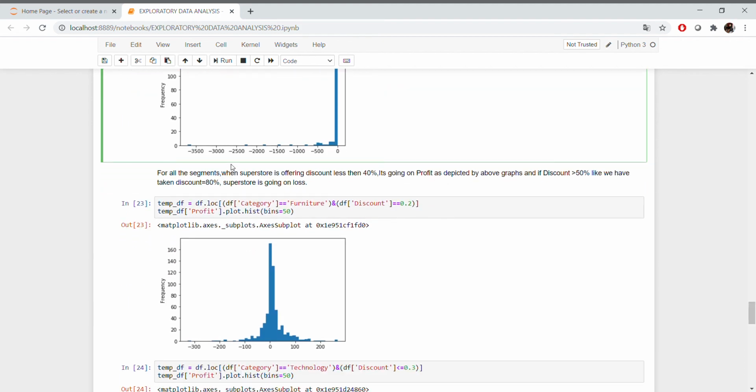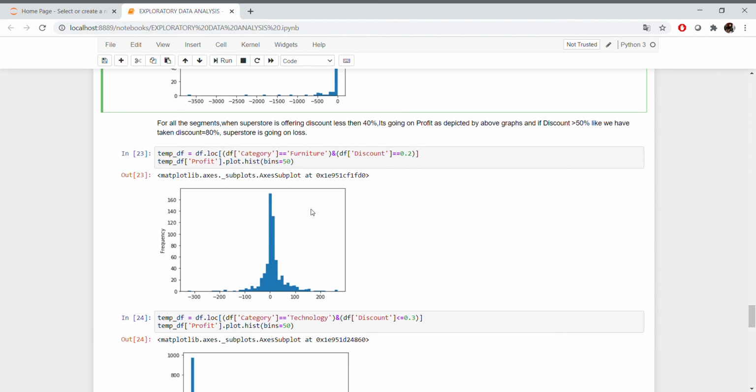Now for all the segments, whether it is consumer, corporate, or home office, when Superstore is offering a discount of less than 40%, it is going on profit as depicted by the above graph, and if the discount is greater than 50%, like we have taken 80%, Superstore is going on loss. Then we will check for the category.